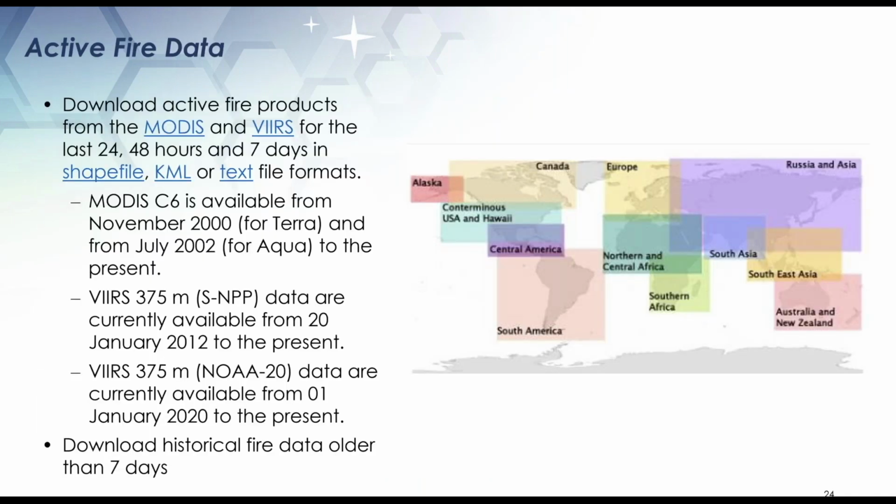You can download the active fire data from both MODIS and VIIRS for the past 24, 48 hours, and 7 days in a variety of formats. You can see listed here, shapefile, KML, etc. And then there's some more information about how far back you can get it. For MODIS, it's 2000, and for VIIRS, it's 2012.